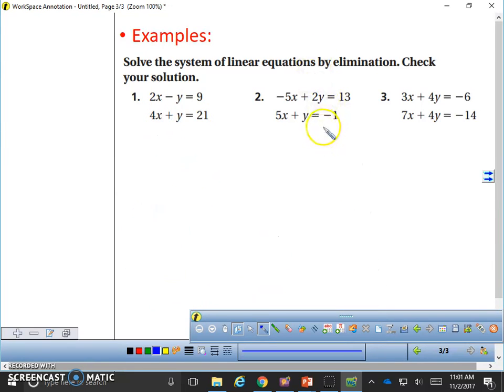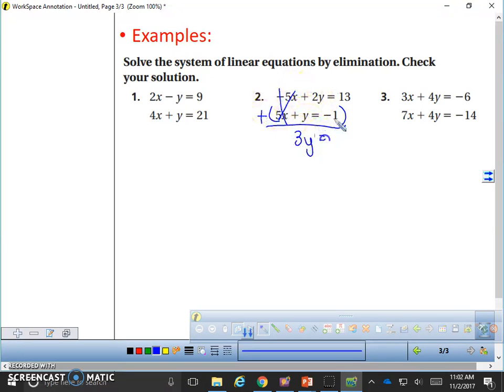Step 1. See if we need to change one of the equations to eliminate. The x's both have the same number, so we will be able to eliminate. Remember, if you're not eliminating in this first step, you're not doing it right. Okay, negative 5x plus 5x does eliminate, so we're going to use addition. 2y plus y is 3y. 13 plus negative 1 is 12. Divide by 3, y equals 4. All right, step 2 done.